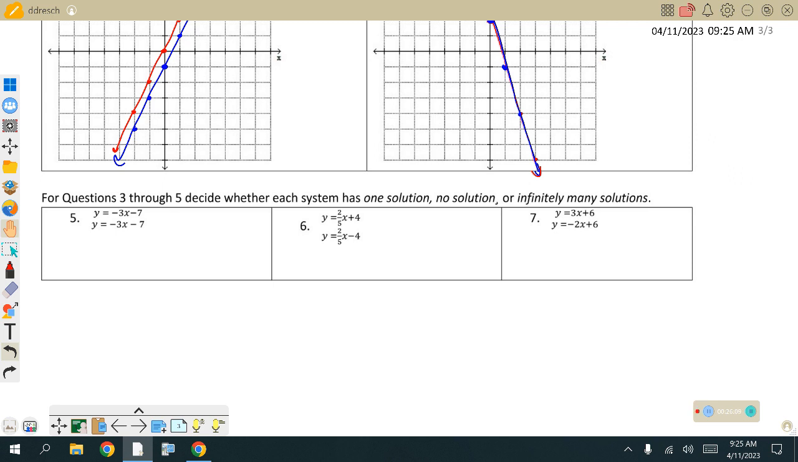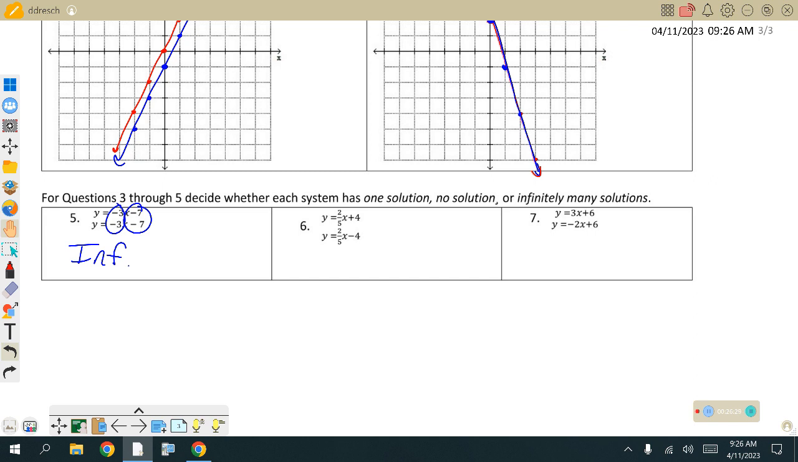Infinite. Same slope, same y-intercept. This is infinite right here, okay? Those are those, again, quick responses you should see as a whole. Don't even need to graph these.